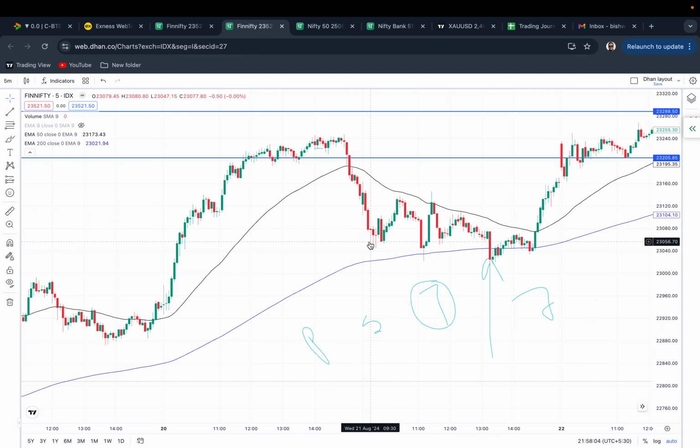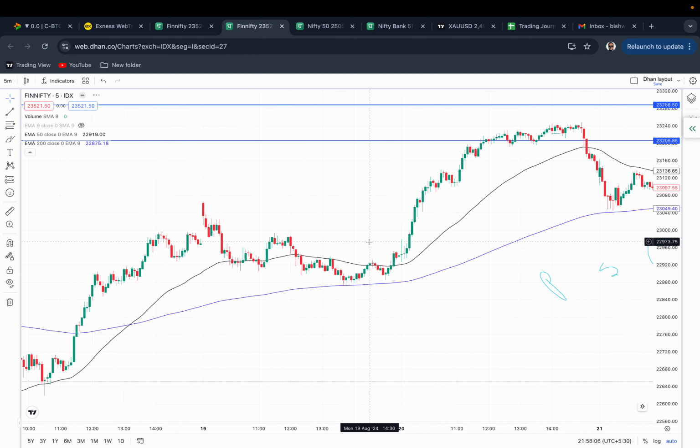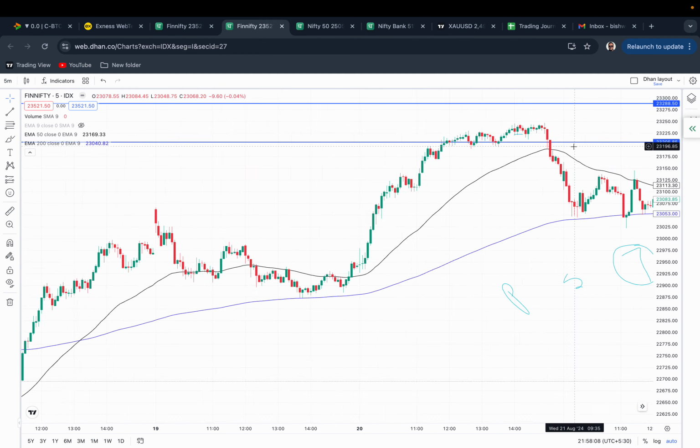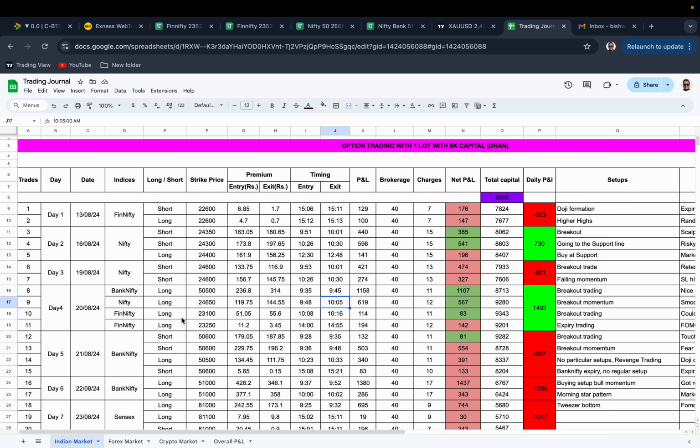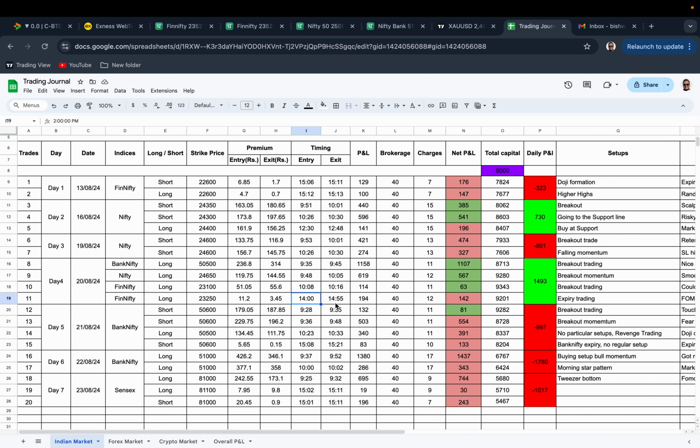Let me see the trade where I took it. Yeah, this is the trade, and I think I kept this trade for too much of time. See, 2 o'clock to 3 o'clock. So it's nearly 1 hour that I have invested for this trade, and the entry price was 11.2 rupees, and I exited the trade at 3.45 rupees.